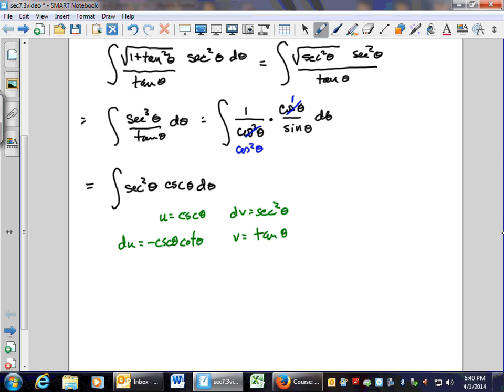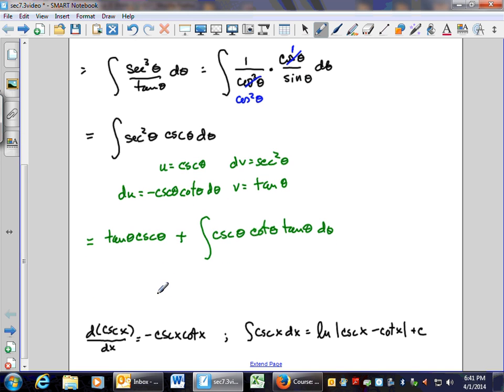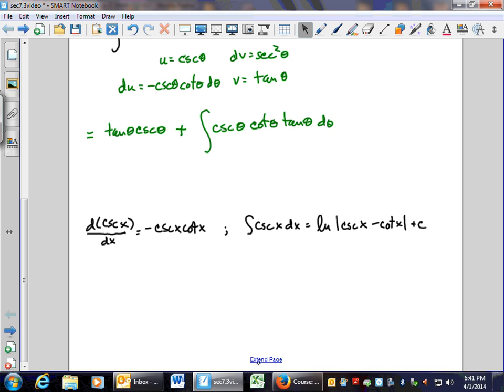Okay, so now I'm going to use integration by parts. It's going to be u times v, so we're going to have tan theta cosecant theta minus the integral of v du, and we have minus a minus, so I'm going to write plus, and we'll have the integral of the cosecant of theta times the cotan of theta times the tangent of theta d theta, and oh geez, I keep forgetting my d thetas. Okay, and we got to move this down again.